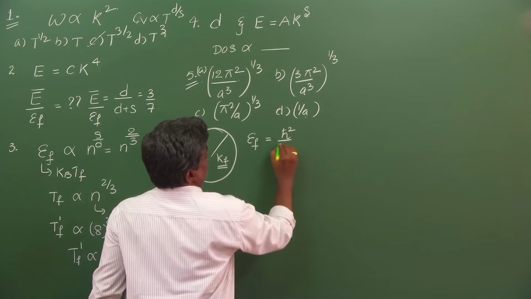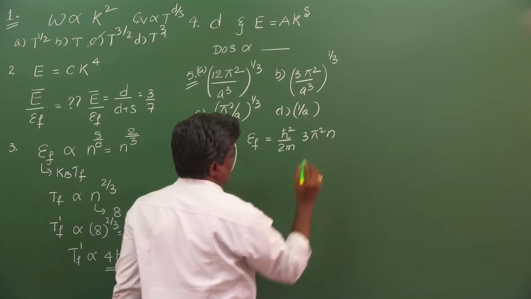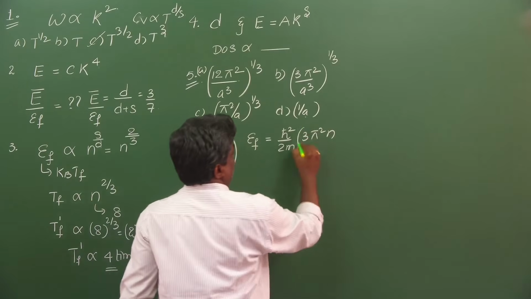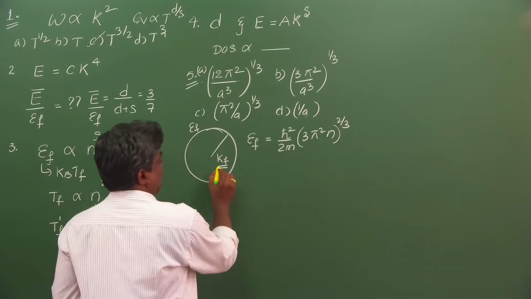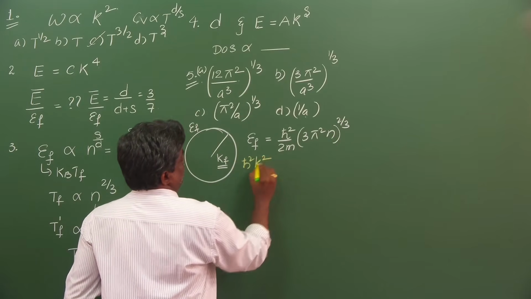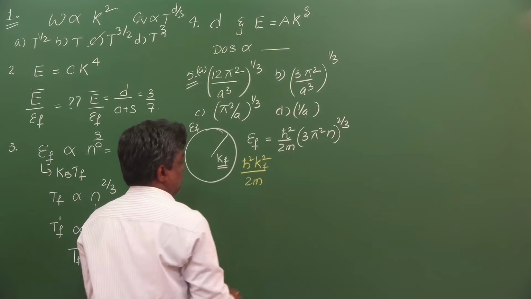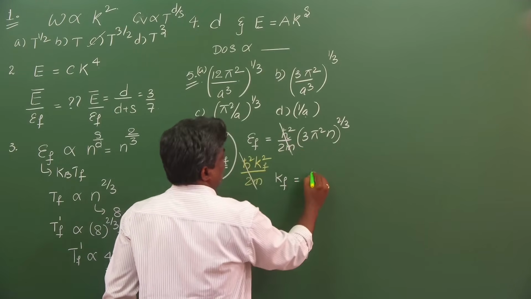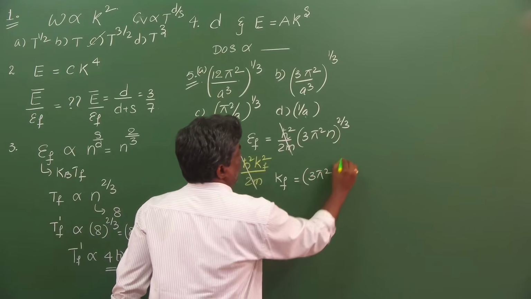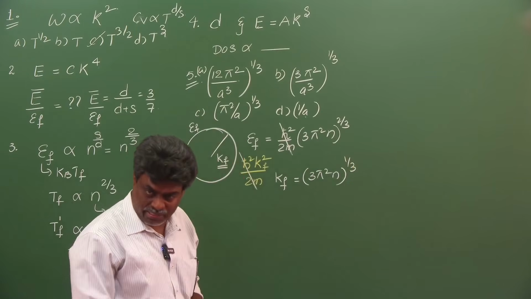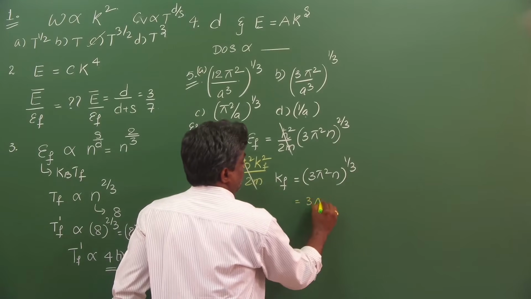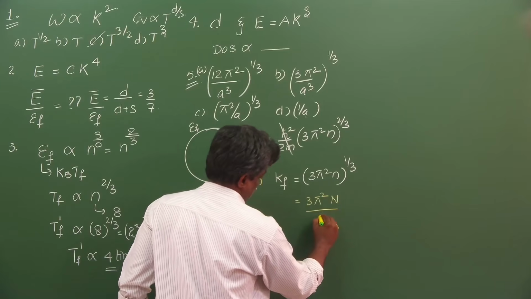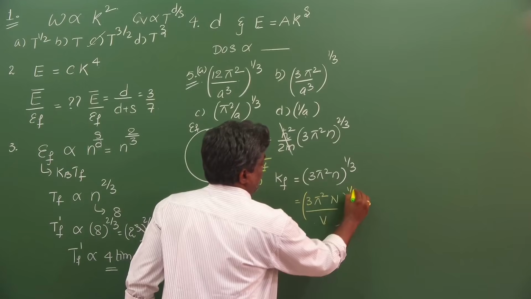Now everybody knows the Fermi energy in 3 dimension. Come on, say. If you keep on saying, then only you will remember, otherwise impossible. Whole power 2 by 3. Now I want Kf, that's why h cross square k square by 2m, of course Kf square. So h cross square by 2m cancels, and Kf equals 3 pi square n whole power 1 by 3. Could you please tell me, this is the 3 pi square, what is this? N by V whole power 1 by 3.